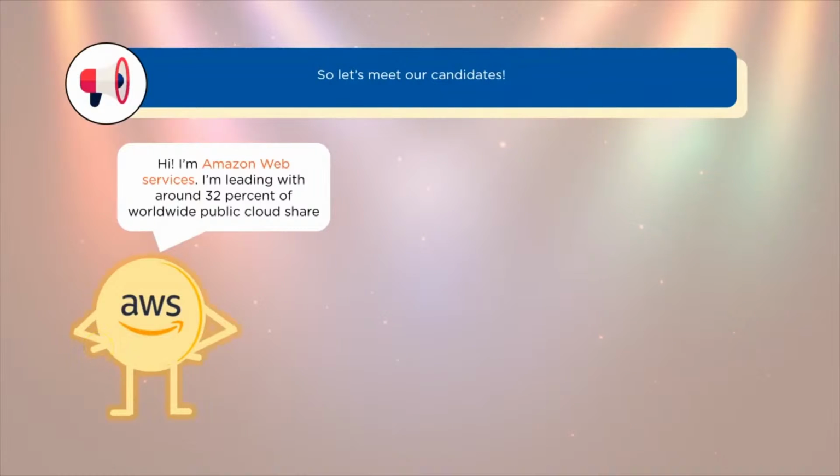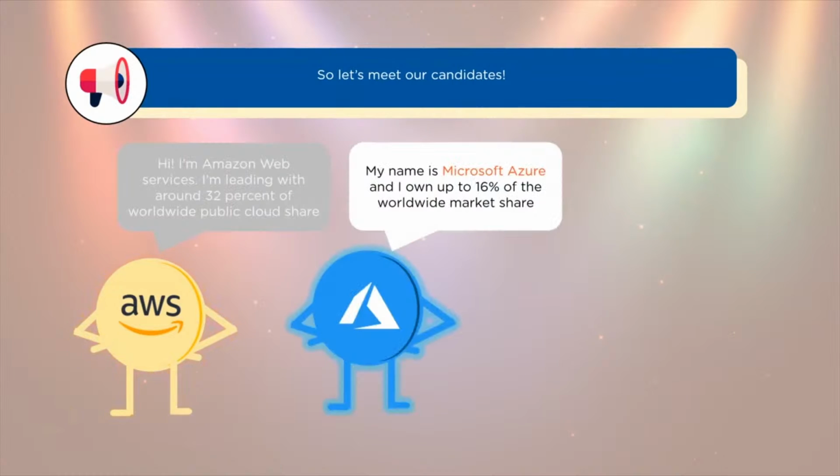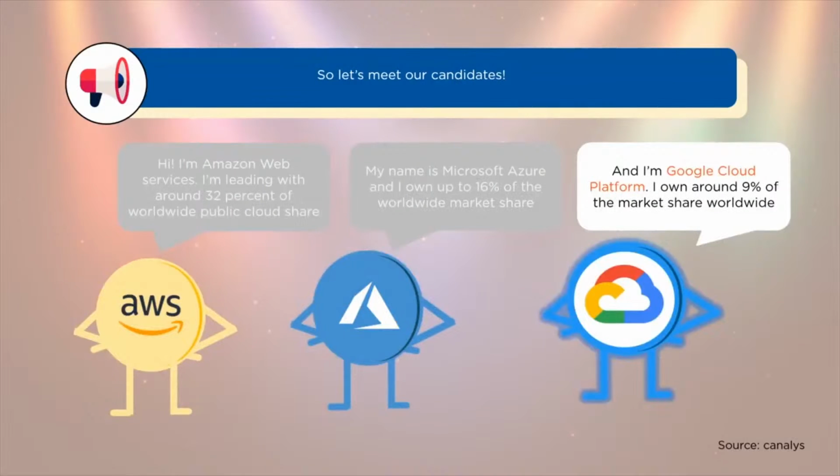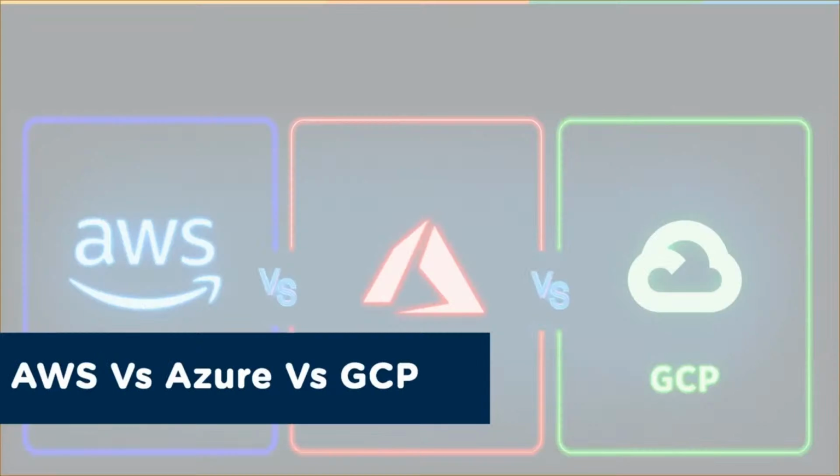Talking about market share, Amazon Web Services leads with around 32% of the worldwide public cloud share. Azure owns up to 16% of the worldwide market share, and GCP owns around 9%. Let's talk about each of these service providers in detail.